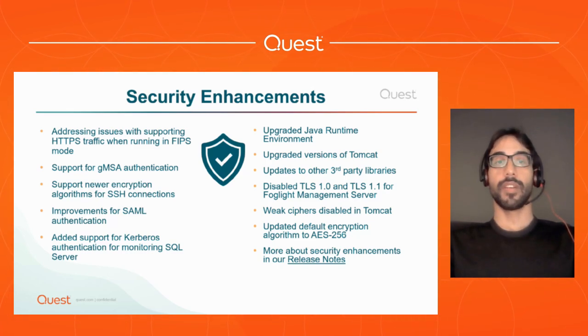There's support for GMSA authentication for SQL Server and Windows connections. And with Foglight 7.1.5, we have added support for new SSH algorithms. This is something that's becoming more important as new versions of Unix distributions are disabling older algorithms by default, and this can have an impact on agent connectivity.